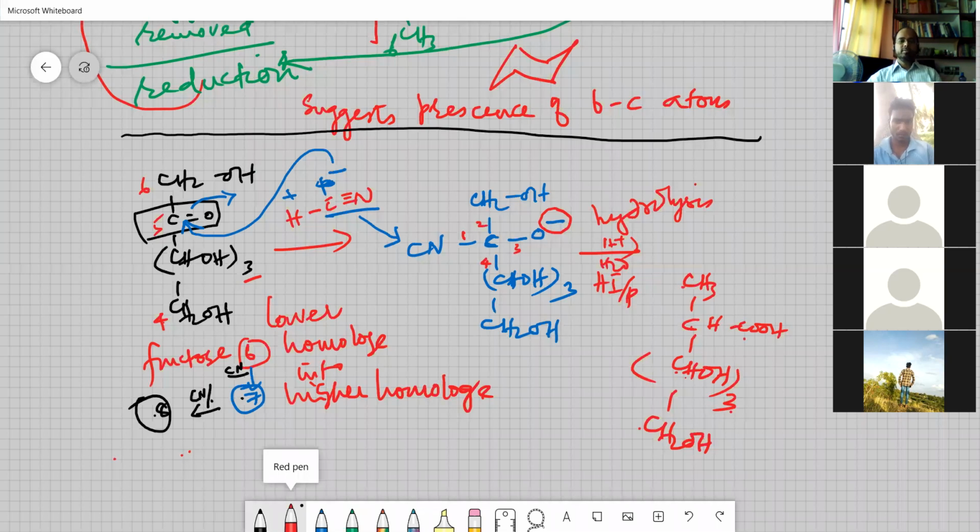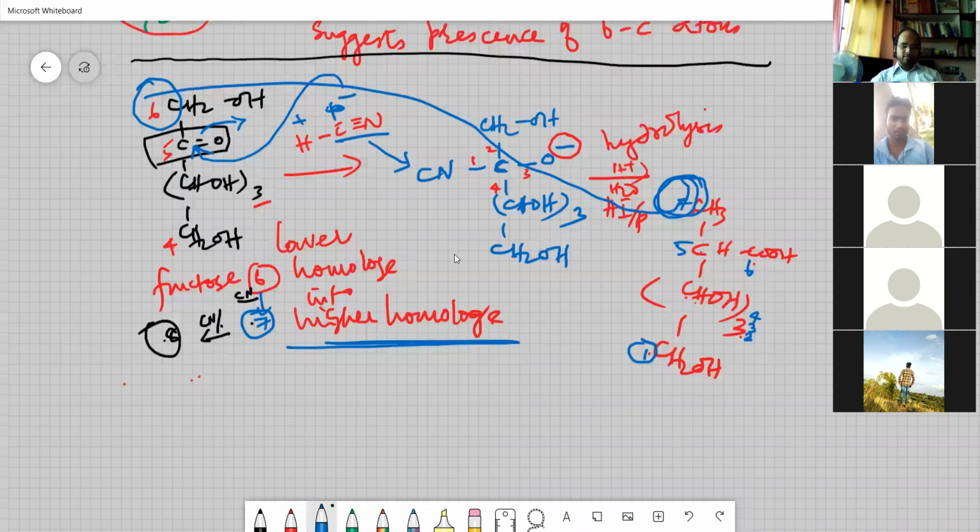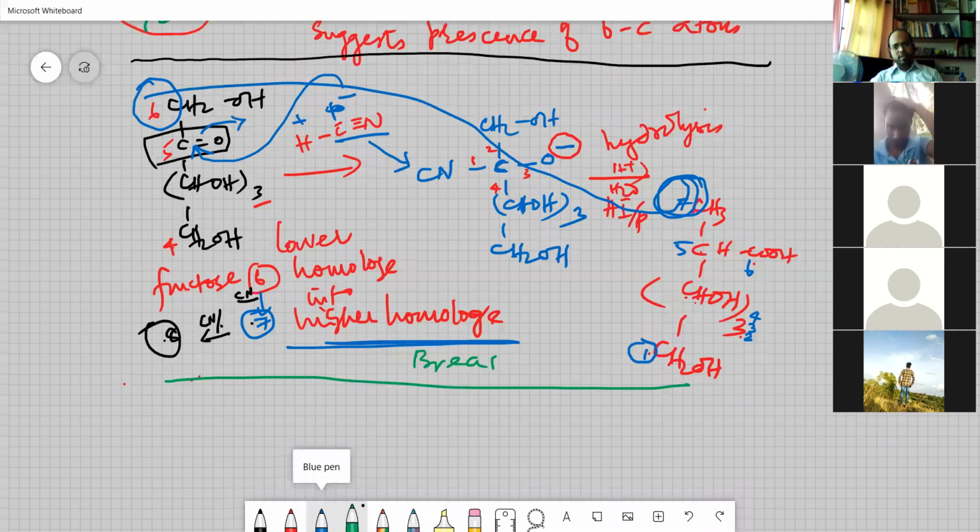How many carbon atoms are there? Carbon atom 1, carbon atom 2, 3, 4, 5, 6, 7. How did you start? You started with 6, ended up with 7. Okay, so this is what we call the higher homolog preparation, and that is done by the cyanide reaction. The same reaction is applicable in the case of glucose also. This also gives it, but fructose breaks down and gives rise to glycolic acid and tartaric acid.